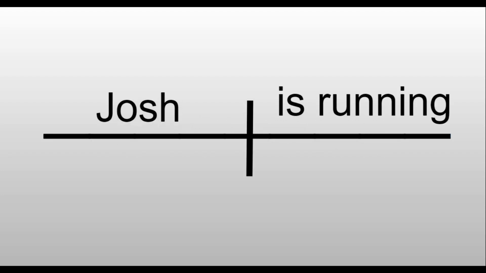Okay, let's do another sentence. This has helping verbs. Josh is running. Notice is the helping verb, but running is also an action verb. So these are both verbs. Is helping the action verb. So when we diagram it, we put Josh over here with the noun, and then we have is running. Is running, we put both the words over here in the verb part of the line.